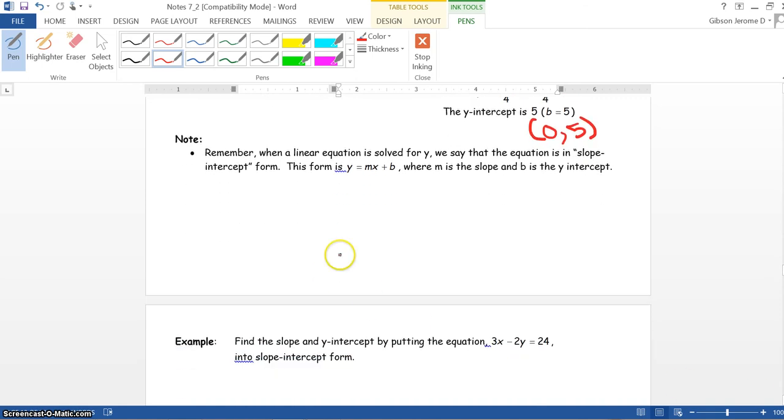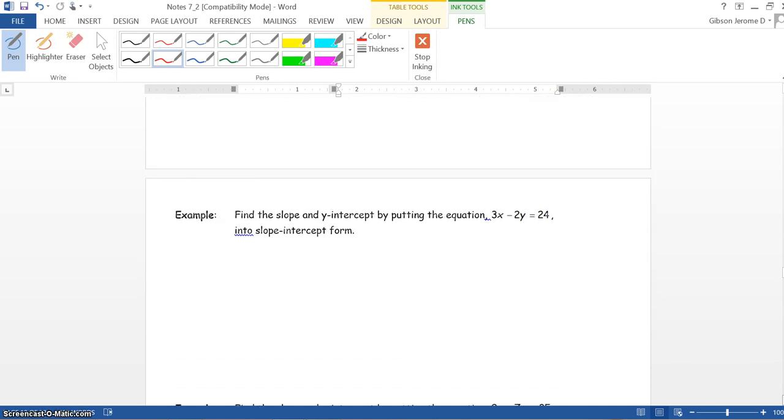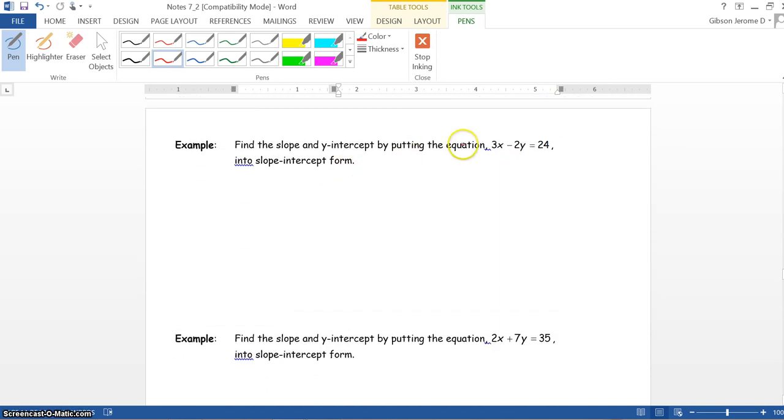Now remember, when the linear equation is solved for y, we say that the equation is in slope-intercept form. The form is y equals mx plus b, where m is the slope and b is the y-intercept. Now it says find the slope and y-intercept by putting the equation 3x minus 2y equals 24 into slope-intercept form.